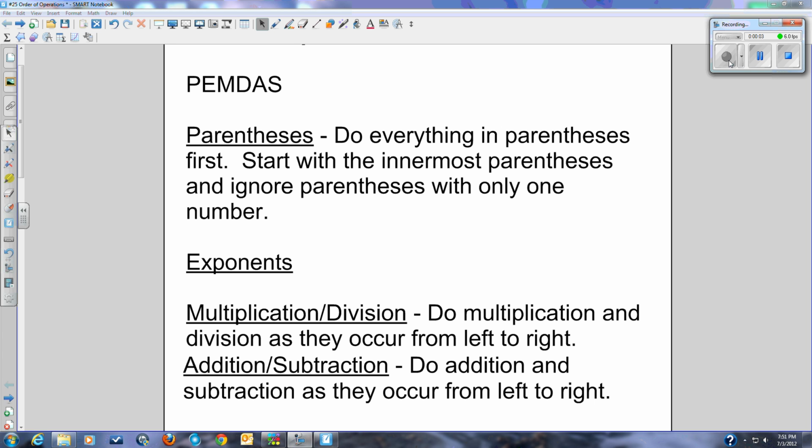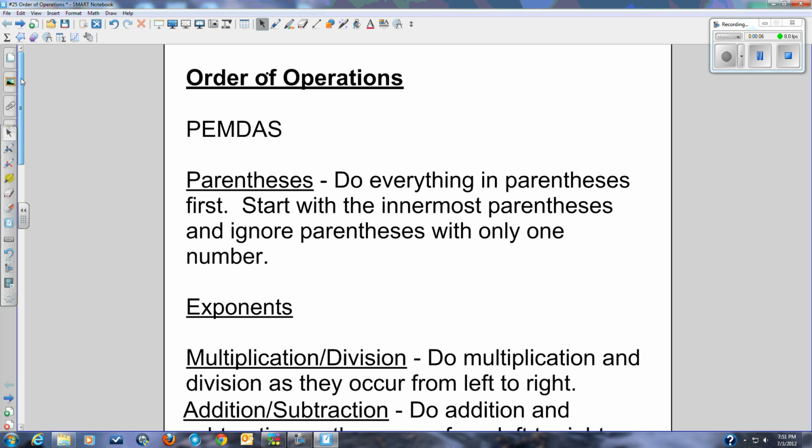Today we're going to talk about order of operations, and we're going to be using this acronym PEMDAS. And an acronym is a word where each letter stands for something important. In PEMDAS, the P stands for parentheses. When we do a math problem, we always want to do everything in parentheses first. Start with the innermost parentheses and ignore parentheses with only one number.